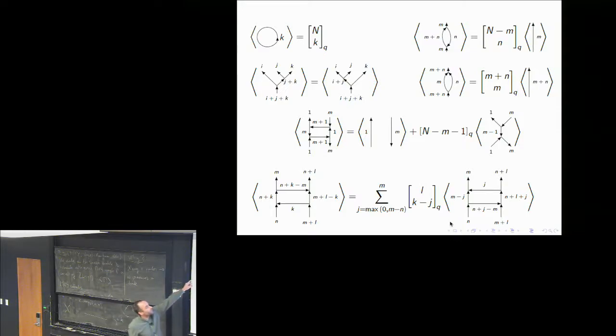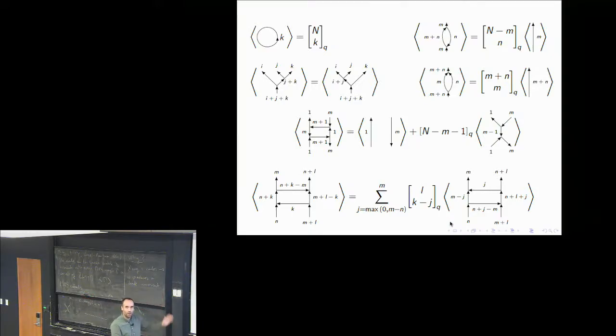Well, this picture here tells you that whenever you change orientation, the relation holds as well with the reverse orientations. I mean, if you change the orientation, the correct way to think about that is to replace K by N minus K. Link invariant.